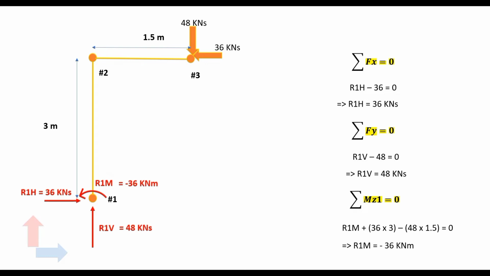Now, what does this mean? What does a minus 36 kilonewton meter mean? It means that our assumed direction of the application of this reaction moment, which was in the anti-clockwise direction, is actually incorrect, and it would be acting in the opposite direction, and thus we will have the reaction moment to be acting in the clockwise direction.